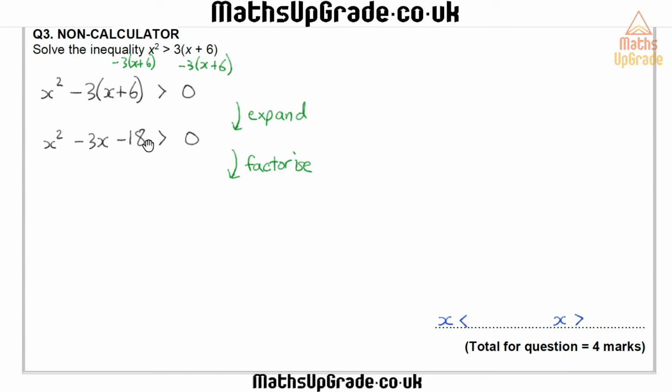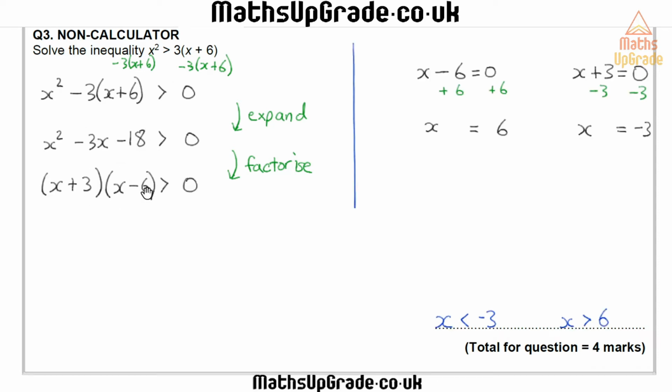I can factorize this. I need to look for two factors of negative 18 which add to give negative 3, and those are 3 and negative 6. So that's it factorized. Now I need to put each of these brackets equal to 0. When x minus 6 equals 0, if I add 6 to both sides, I'll get x equals 6. And when x plus 3 equals 0, when I subtract 3 from both sides, I'll get x equals negative 3.